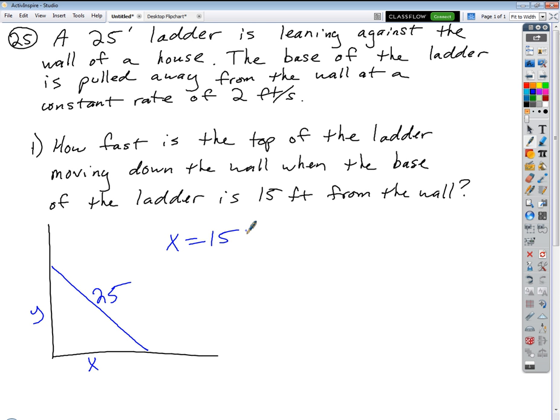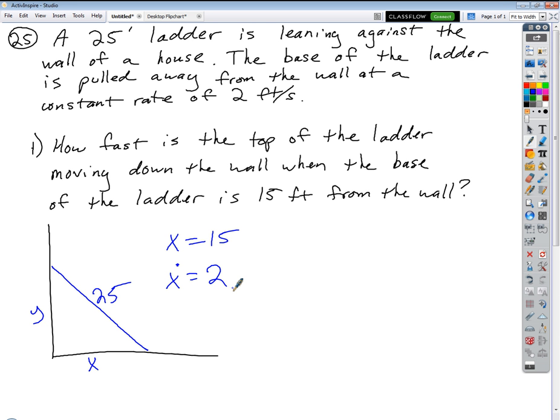What else do we know? The length of the ladder. The length of the ladder is 25 feet. Good, got that. Any other quantities given to us in the English? What rate? 2 feet per second, so something equals 2. What's that going to be, Braden? X dot. Positive or negative? Positive, because it's increasing. The base of the ladder is being pulled away from the wall, so X is increasing at a rate of 2 feet per second. We'll just leave the units out.